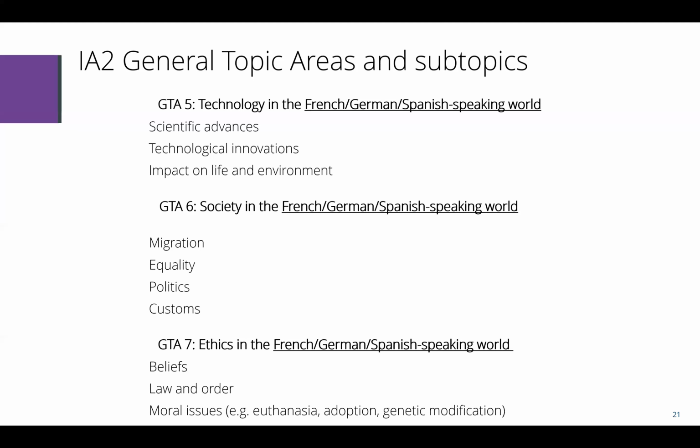Now, the general topic areas, these are the IA2 specific ones.